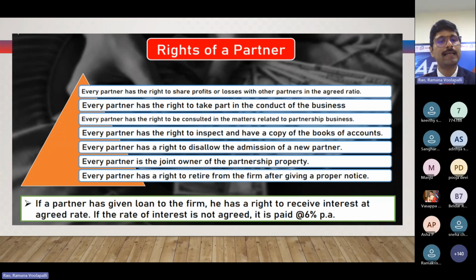If a partner has given a loan to the firm apart from his capital, he has a right to receive interest at the agreed rate. If the partnership deed specifies a particular rate, he is eligible to get interest at that rate from the firm. Otherwise, if the rate of interest is not agreed upon, it is paid at the rate of 6% per annum. These are the rights of the partner.